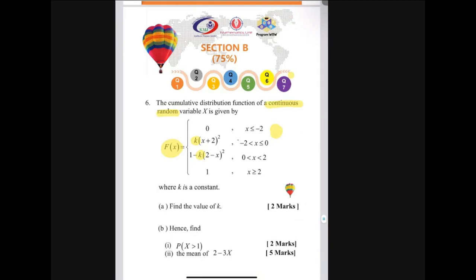All right, now proceed with question number 6. So we have a cumulative distribution function of a continuous random variable. So we have a continuous case here, careful, and we are provided with a cumulative function. So from here, we have to find the constant k. For constant k, you can use any interval as long as you relate this with constant k.